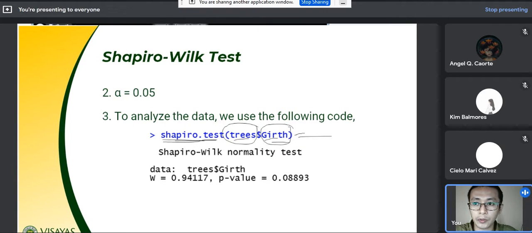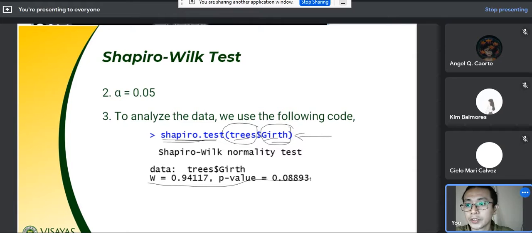So with this line of code, when you press enter with your computer, it will display this output. Take note, class, that the trees dataset here is a built-in dataset of R. Therefore, since this is a built-in dataset, you can readily use it on any computer with R. Or even perhaps you can run this code online. There are websites which allow you to execute R code.